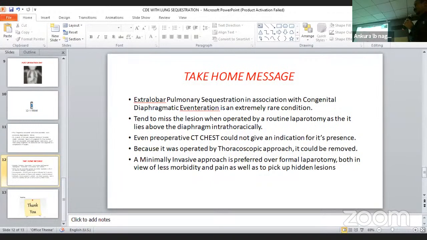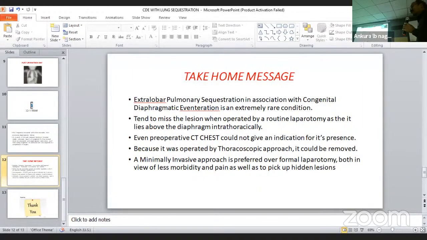CT angio will diagnose it definitely, but there was no indication that there could be some lesion, so we didn't think much about it. Out of my interest, I started doing the thoracoscopic approach, so I could pick it up. Only after completely repairing the eventration could I pick it up. Otherwise, it was not seen before also.